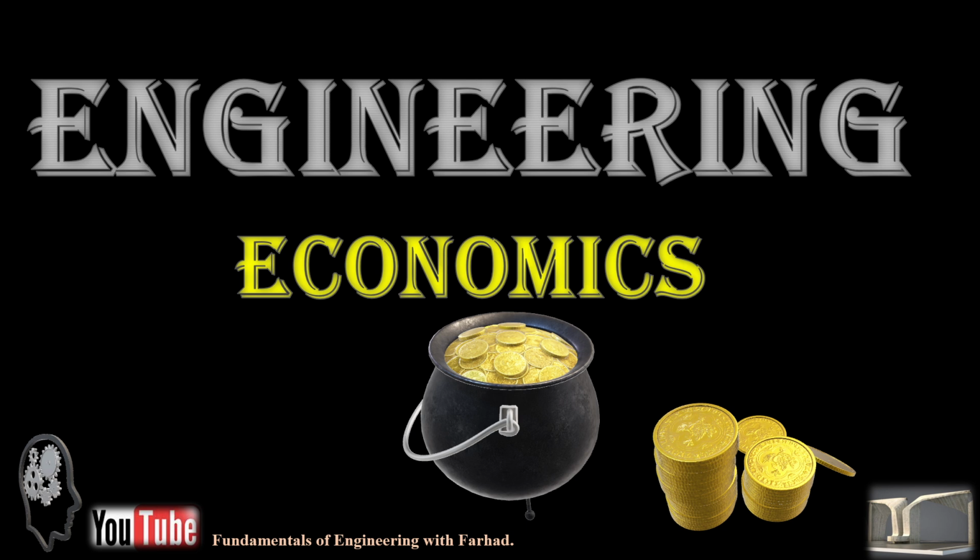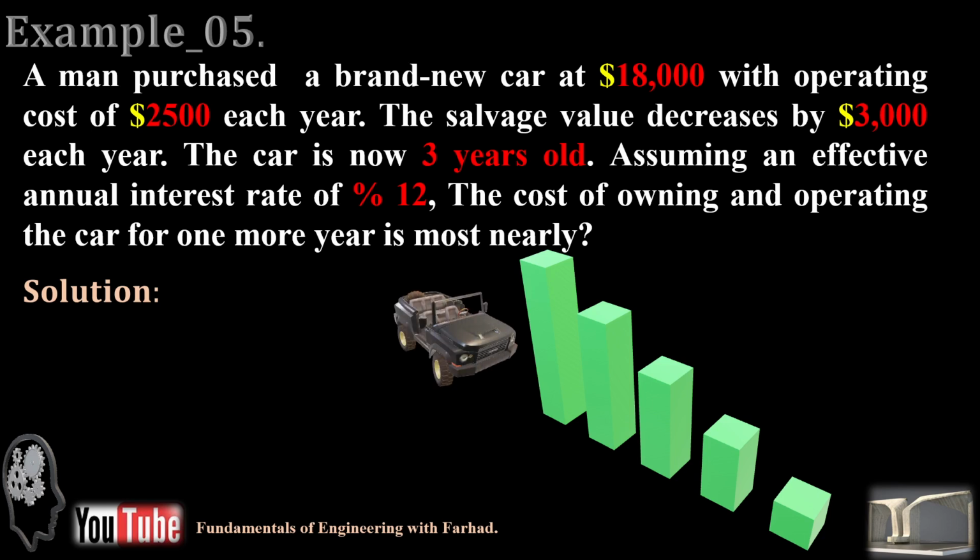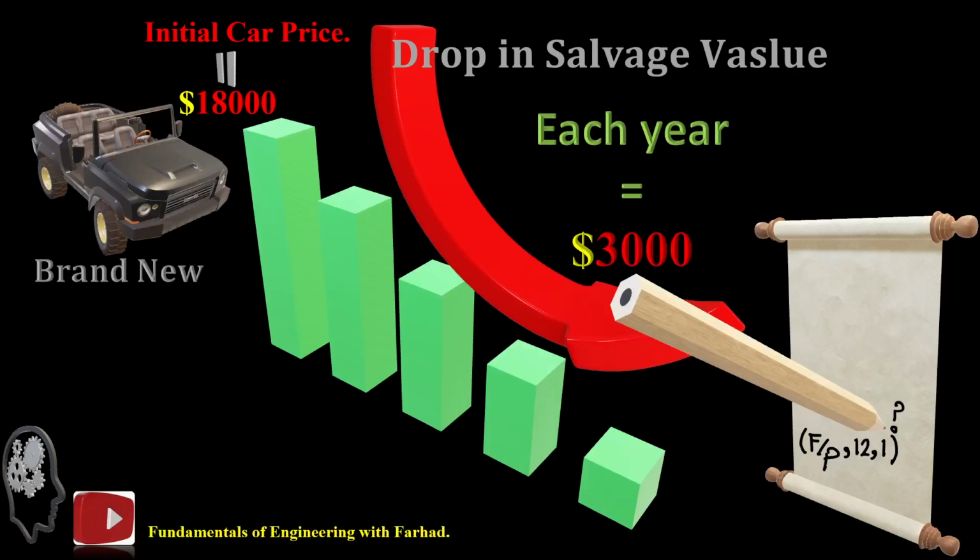We want to review an interesting problem in engineering economics in terms of the present worth value of a brand new car. In this problem, a man is purchasing a brand new car at a cost of $18,000 and there is an operating cost of the car which is $2,500 yearly, and the salvage value of the car decreases by $3,000 each year. The car is now 3 years old. Assuming an annual interest rate of 12%, we want to know what is the cost of owning and operating the car for one more year.